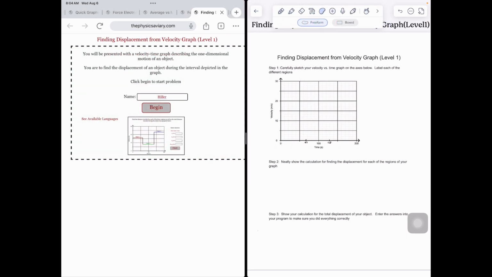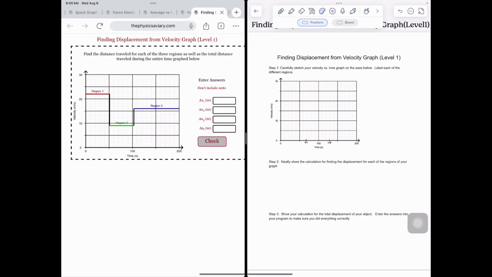Question 5. Finding displacement from a velocity graph, level 1. You'll be presented with a velocity time graph describing the one-dimensional motion of an object. You are to find the displacement of the object during the interval depicted in the graph. Okay, go ahead and put your name into the program. Let's begin.